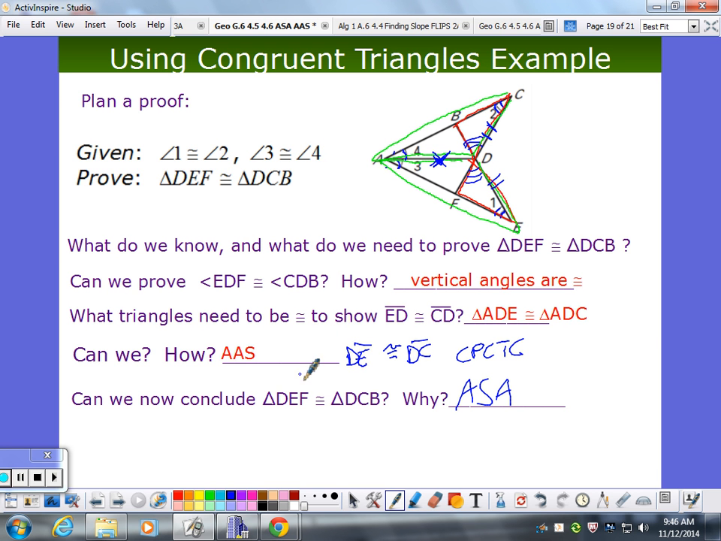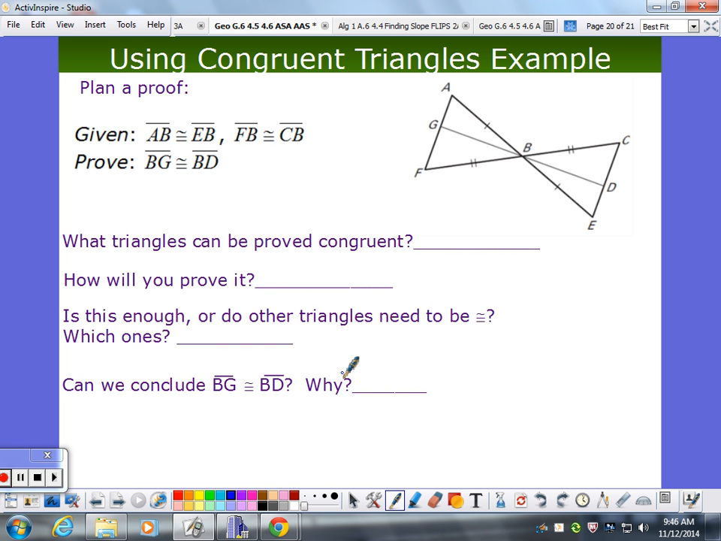What can we conclude about EB and DC? They are congruent by CPCTC. Right? Yeah, it was a hard one, but that's good. All right, let's look at this one now.